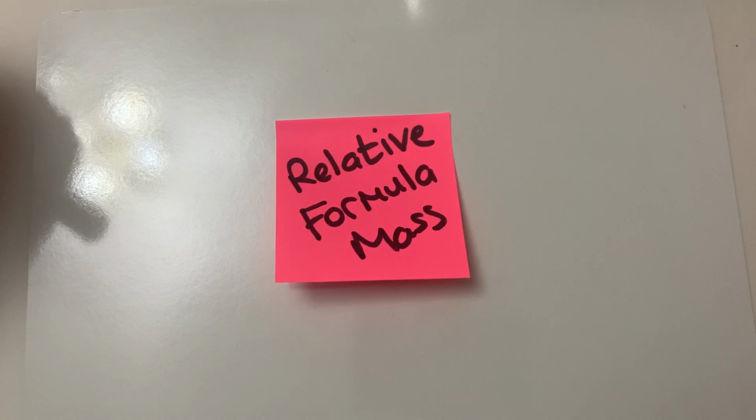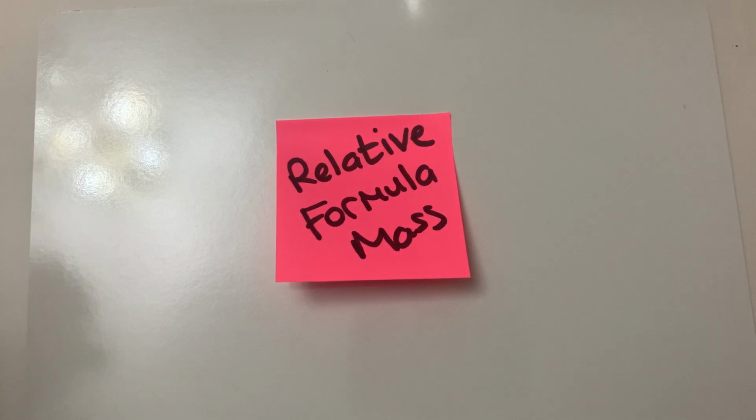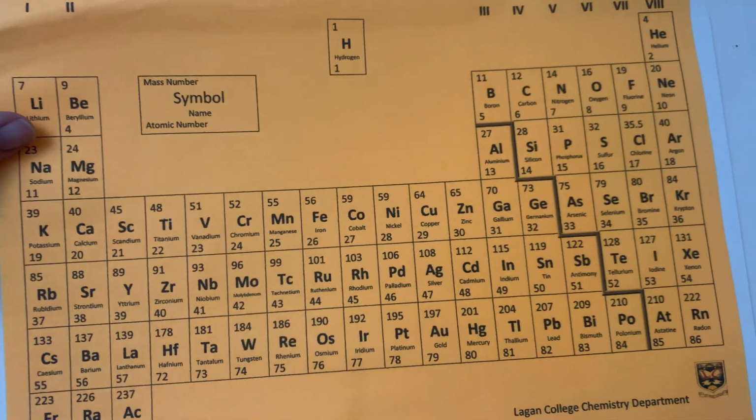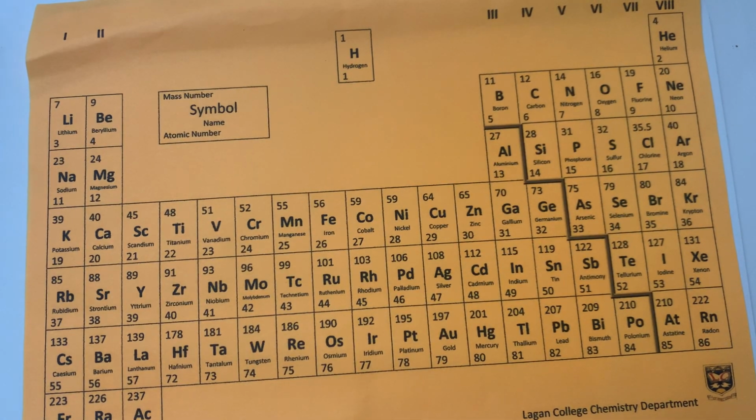Hello everyone, so in today's lesson we're going to be learning about relative formula mass, and what you're going to need is your copy of the periodic table. Now you can either use the copy that I gave you, your A3 version, your data leaflet that you have, or if you've got your homework diary, remember there's a version in your homework diary.